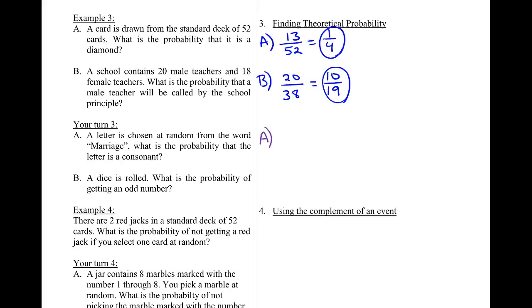A letter is chosen at random from the word marriage. What is the probability that this letter is a consonant? Remember, consonants are not vowels. So first, let's figure out our total number of events here. 1, 2, 3, 4, 5, 6, 7. There are 8 letters in the word marriage. And there are 1, 2, 3, 4 consonants. And that simplifies to 1/2. So there's a 50% chance that a random letter chosen from that word will be a consonant.